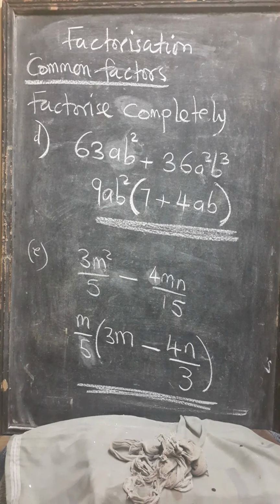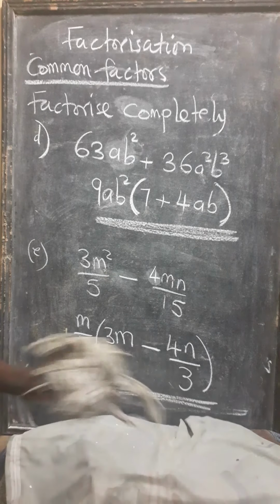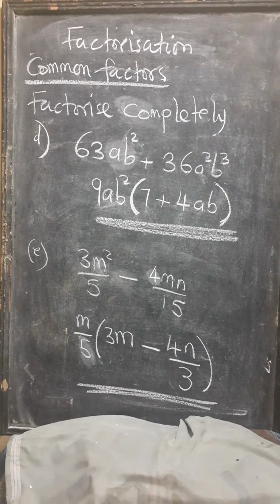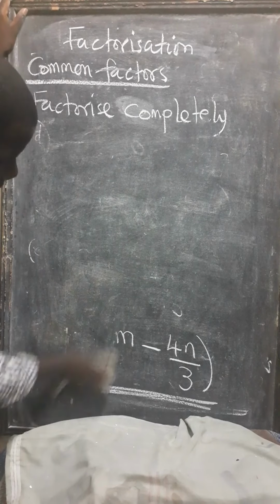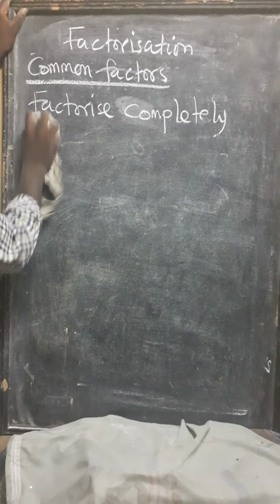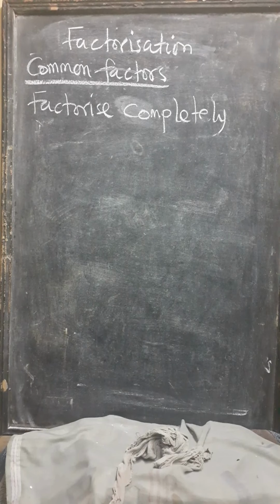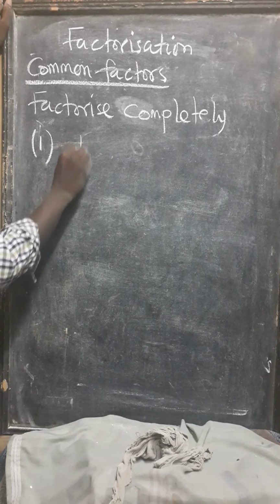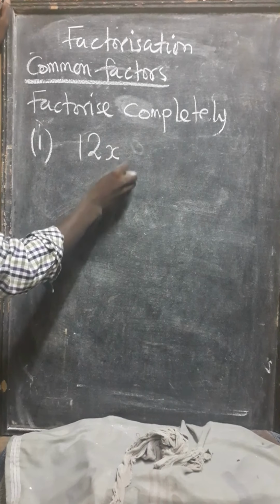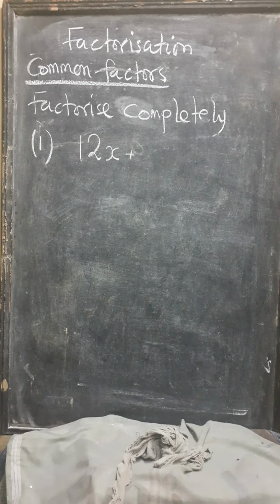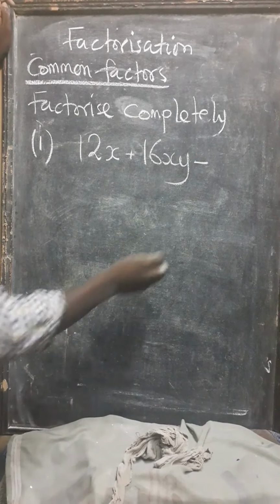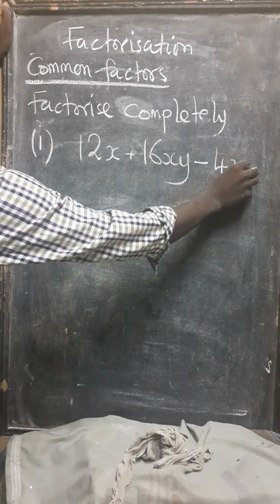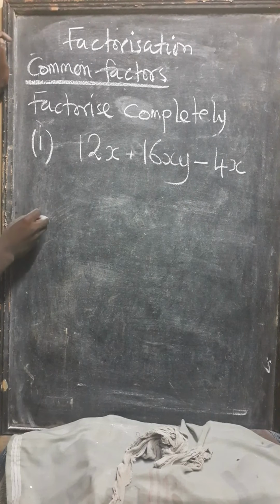I hope you have gotten the concept and you'll be able to try the questions that I'm going to give. So exercise, let me give you 3 questions for you to try. So let us attempt the following. Factorize completely. Number 1 is going to be 12x plus 16xy minus 4x squared.